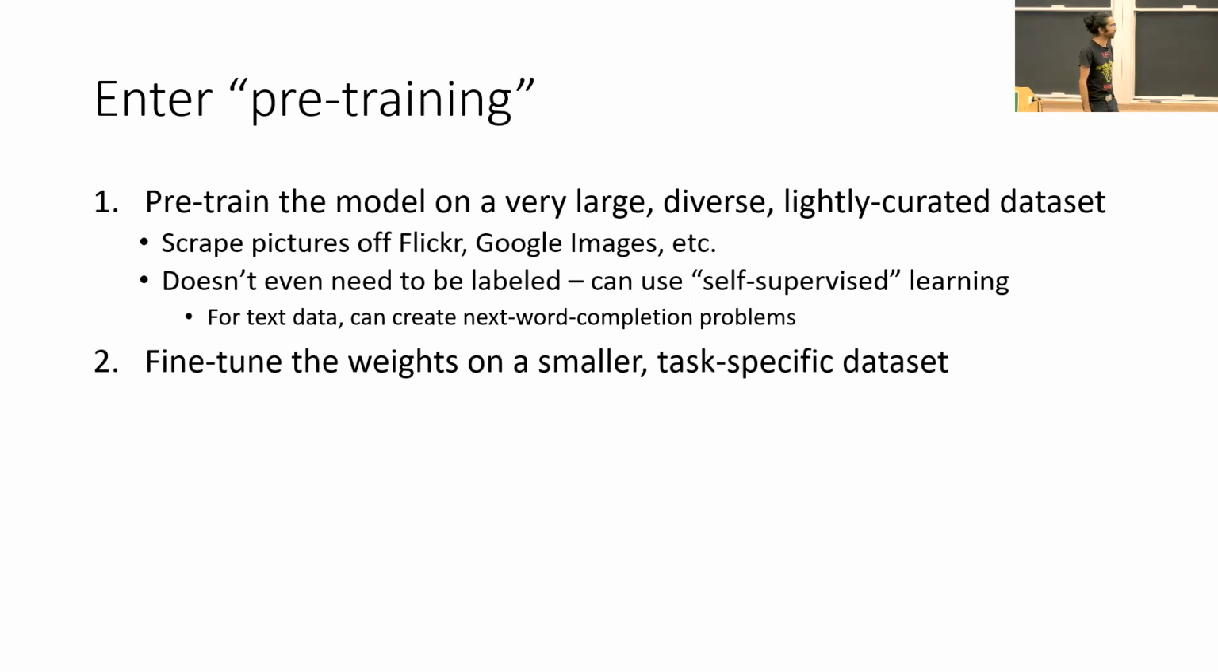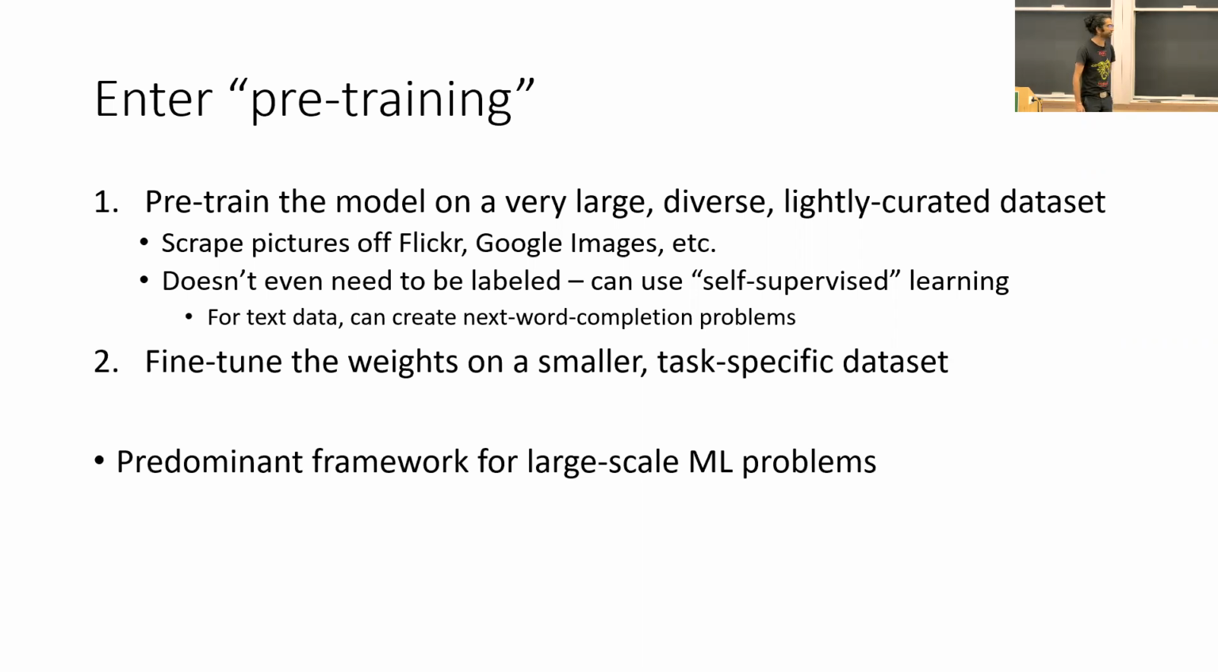But after you do this pre-training, then maybe you specialize the model to whatever task you care about. Say, if you want to do CIFAR 10, maybe you fine-tune the weights of your model. That is, you basically do gradient descent, but with maybe a lower learning rate. And you update the model based on the training set for CIFAR 10. And this is the predominant framework for large-scale ML problems. If you've heard of GPT-2, GPT-3, BERT, even if you're not super familiar with these, this is generally how these are used.